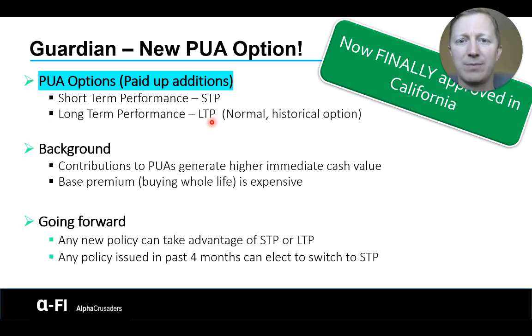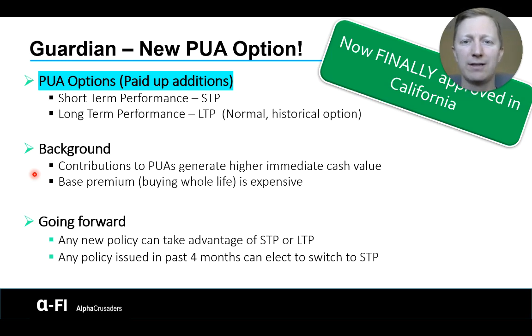Now, what is the difference between the two? Well, it's indicative in the name. One has favorable short-term performance, the other has favorable long-term performance. What happens when you contribute to PUAs is it generates higher immediate cash value with the short-term option. Really what's going on here is that there is what's called a PUA rider load or fee when you contribute. The LTP option is essentially 10%. The STP option is 5%. So everybody would say, well, great, I want to go with the STP option. It's 5% savings.